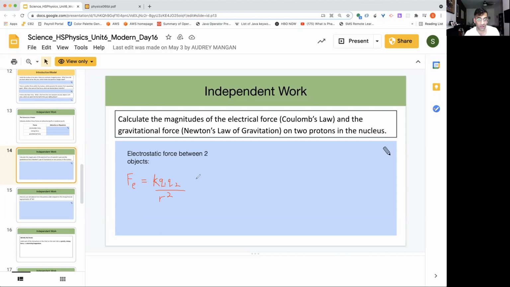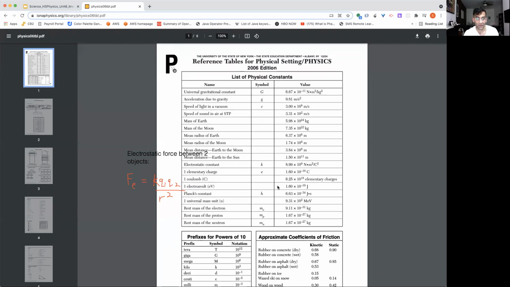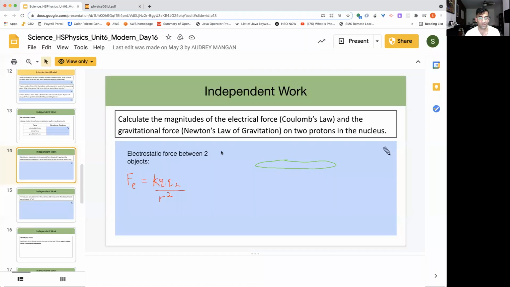So if we're calculating the electrostatic force between two protons, here's how we do it. We're going to jump to the reference table and find some valuable information. The first thing that we want is the electrostatic constant. We can see it right here. K is equal to 8.99 times 10 to the 9th Newton meters squared per Coulomb squared. We know that Coulomb is our measure for electrical charge. So we can write that down here. K is equal to 8.99 times 10 to the 9th Newton meters squared per Coulomb squared.